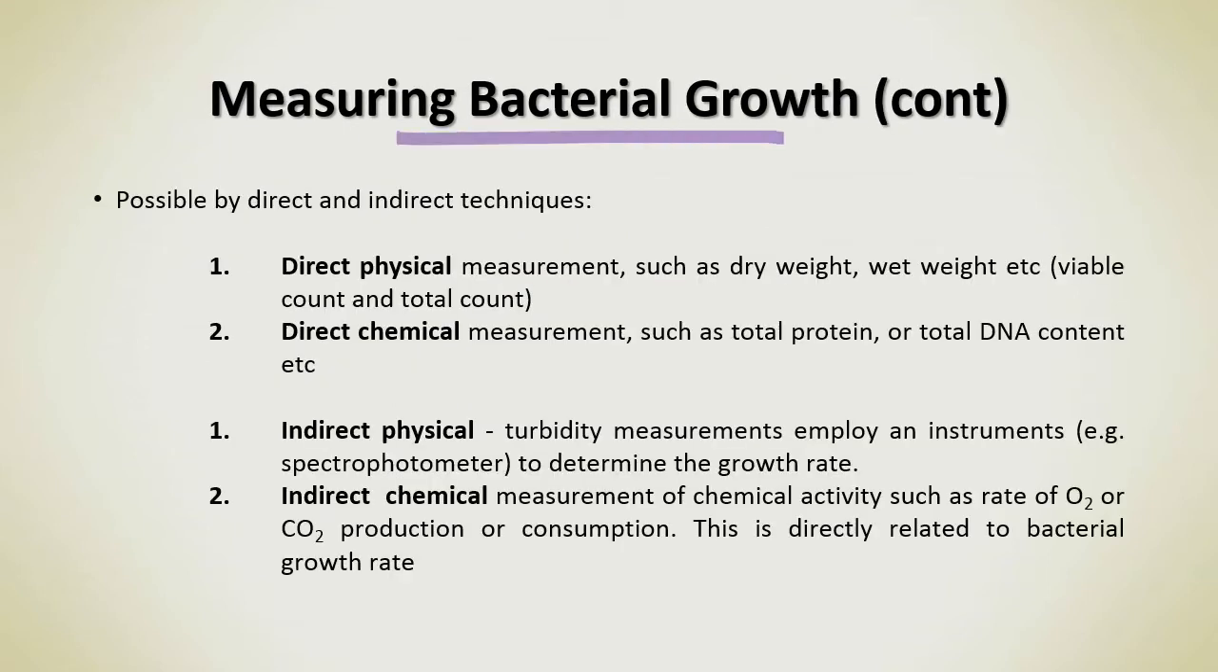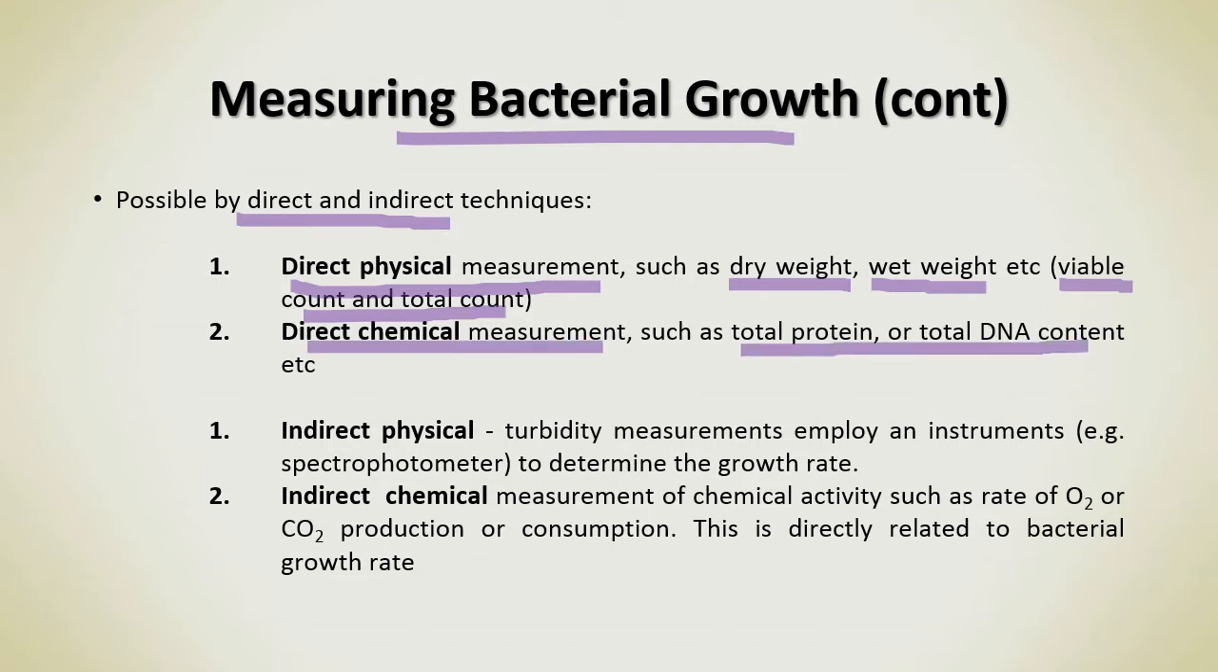Okay, bacterial growth can be measured using either direct or indirect techniques. And these direct and indirect techniques can be physical or chemical measurements. For instance, direct physical measurement can be done by measuring the dry weight of bacteria, where you dry the bacteria and then weigh them, or via wet weight, which includes viable and total cell count.